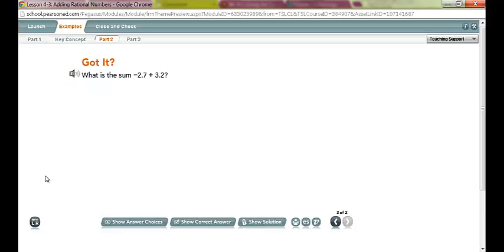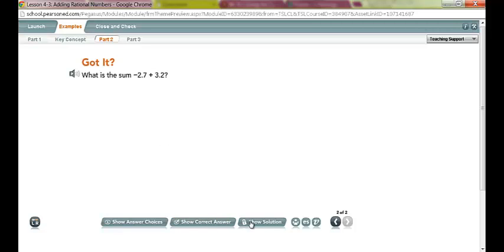What is the sum of negative 2 and 7/10 plus 3 and 2/10? Okay, so think about what we've just done. We have a difference of signs, so now we need to see which one's going to win. The absolute value of negative 2 and 7/10 versus the absolute value of 3 and 2/10. What is the absolute value of negative 2 and 7/10? 2 and 7/10. The absolute value of 3 and 2/10? 3 and 2/10. So which one's bigger? That's correct, the absolute value of 3 and 2/10. So we're going to keep the positive sign. So we know immediately our answer has to be positive. Go ahead and pause and continue to work this problem out and replay it when you're ready to check.